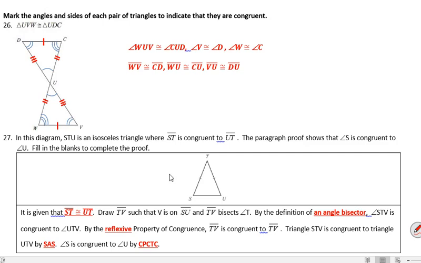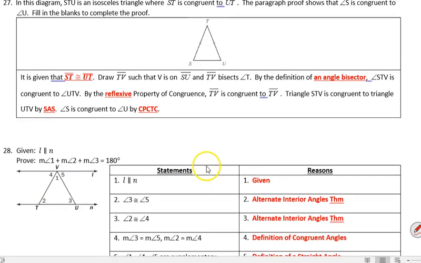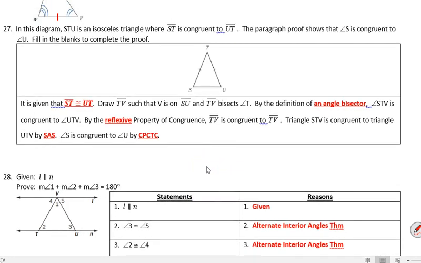Let's now look at this proof. Number 27 says, in this diagram, STU is an isosceles triangle where ST is congruent to UT. The paragraph proof shows that angle S is congruent to angle U. Fill in the blanks to complete the proof. So, obviously we were given this piece of information right here, that ST is congruent with UT. It says draw TV, so we're going to do that, such that it's bisecting that angle. I know my drawing's not perfect, but y'all understand. TV bisects angle T, and we do that by the definition of an angle bisector, right?